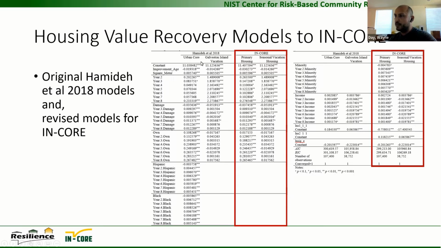So you can see here in the Hamadeh et al., in the urban core, we have the Hispanic and Black. We've got estimation coefficients for both. But in the INCORE model, the equivalent model to the urban core would be the primary housing. And you can see how we're missing coefficients for Hispanic and Black. That's because we've combined Hispanic and Black into this minority category.